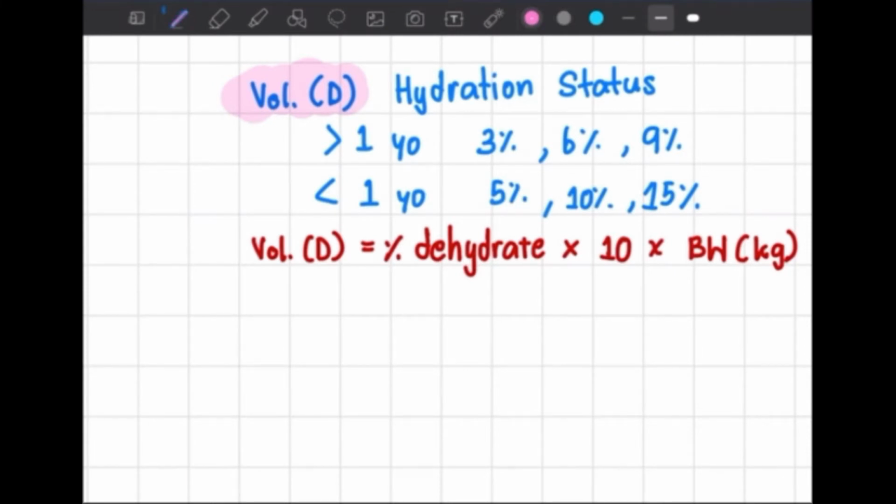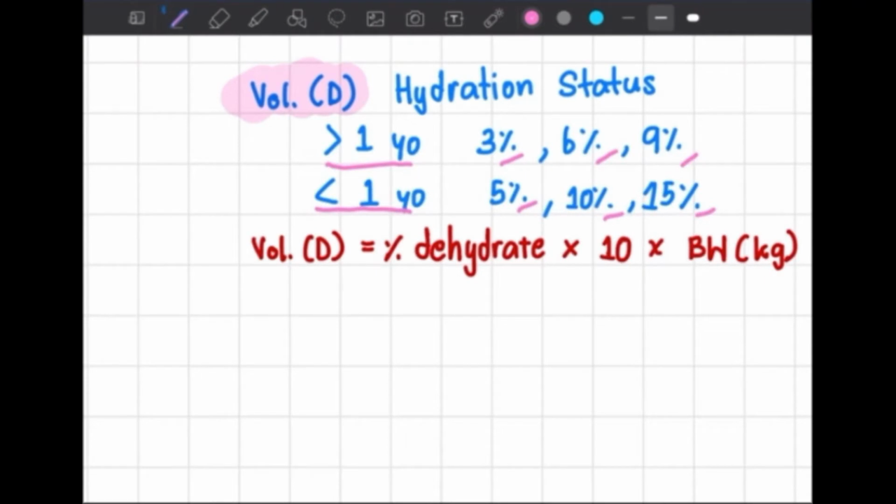If the kid is more than 1 year old, the percent you have to use is 3% for mild dehydration, 6% for moderate dehydration, and 9% for severe dehydration. However, if the patient is less than 1 year old, you're going to have to change that number. It's going to be 5, 10, and 15. That's because the younger kids are, the more water they have, okay?